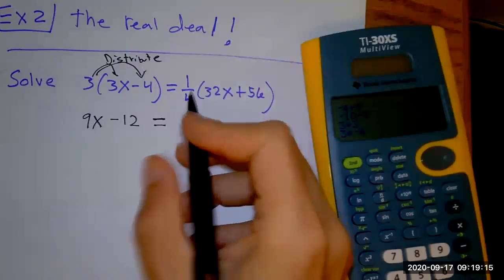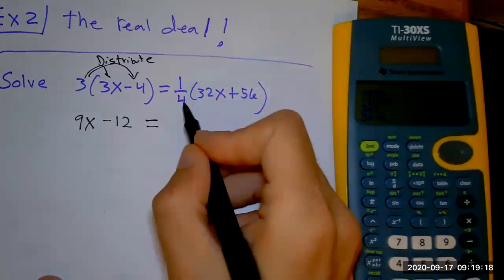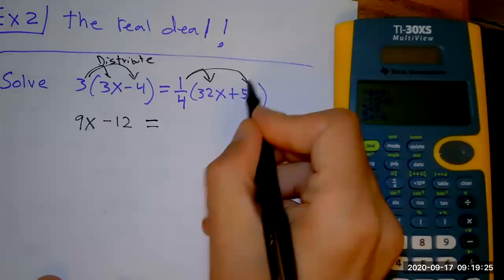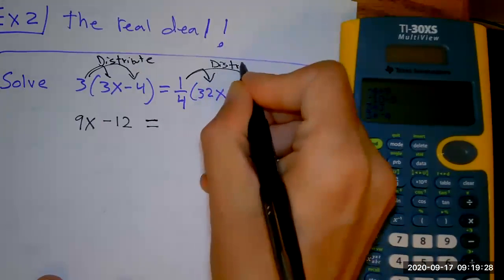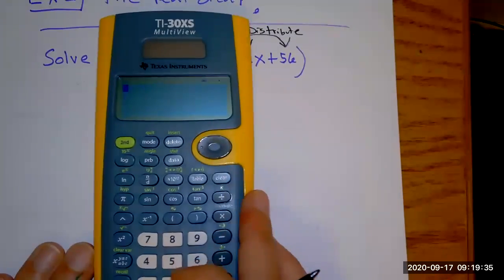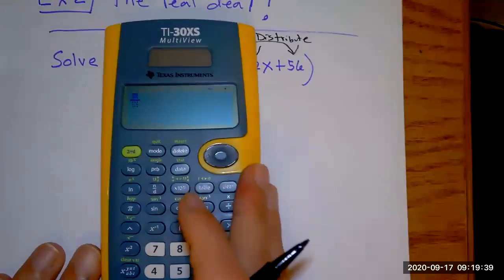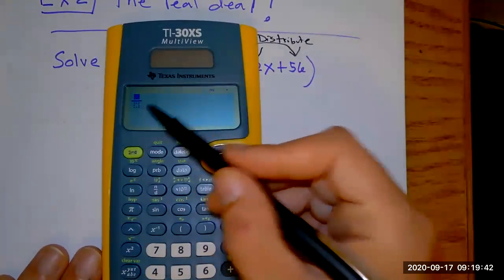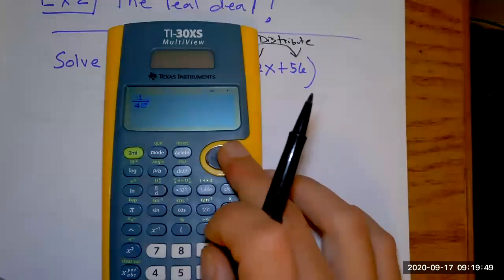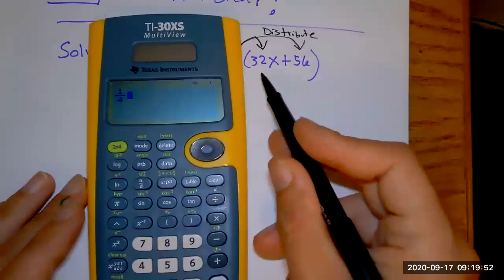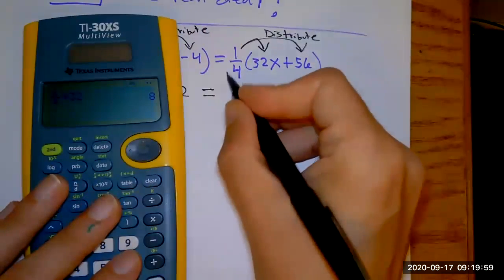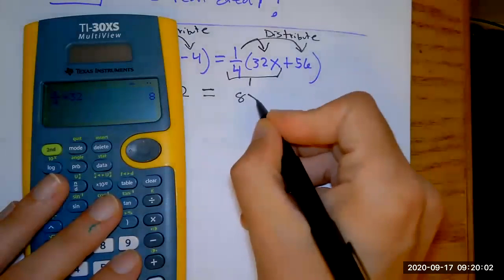Okay. All right. So this next part, now we're on the right side. So to do this, I have 1/4 and I'm multiplying everything in here. So I'm gonna go 1/4 times 32x and 1/4 times 56. Again, the fancy word for this is distribute. Okay, so how do I do that? Now, on Desmos, it's the same as it is on this calculator, okay? There is a fraction button. And same as on Desmos, you're gonna get a box over a box. And so I use the arrow keys, and I can go 1/4, okay? And then I wanna multiply that by 32. I get 8. So this right here is 8x.